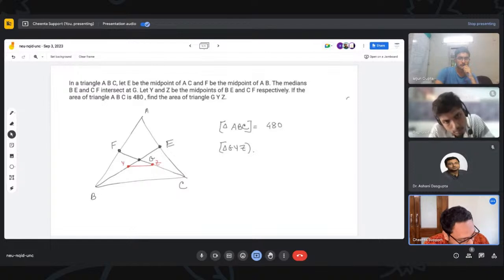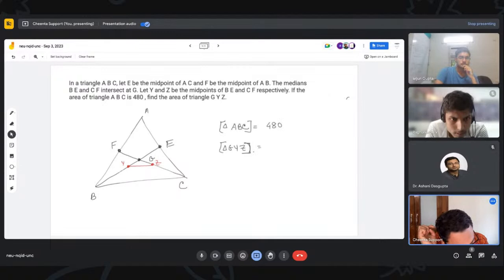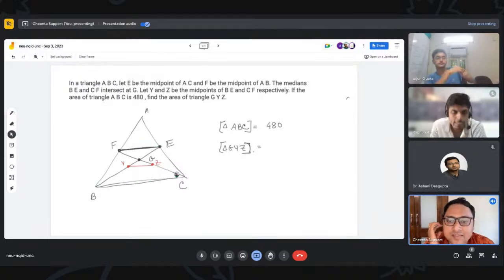So how do we go about this problem? Well, there are actually multiple ways of doing this, but one observation is this: there are a bunch of parallel lines in this picture. So for example, EF is parallel to BC, and it's half of BC.